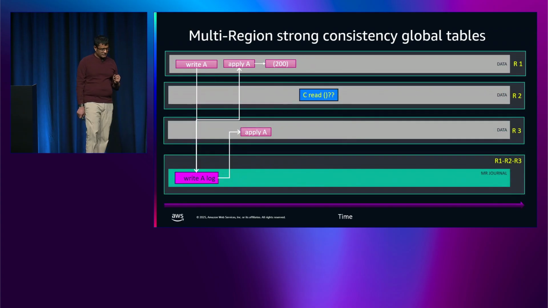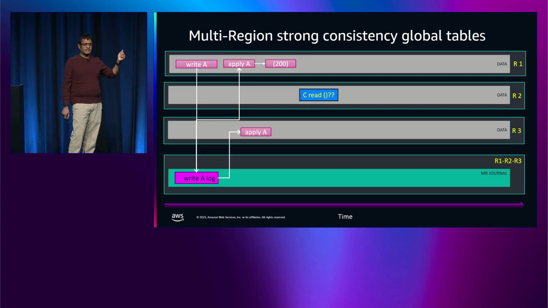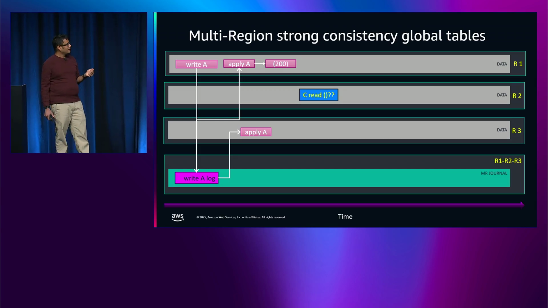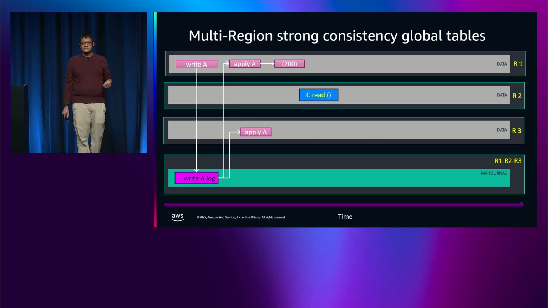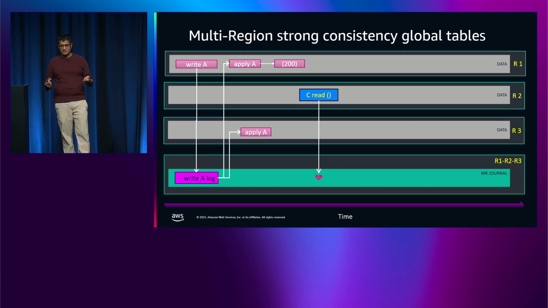Now, how do strongly consistent reads work in case of multi-region strongly consistent global tables? The key thing to know is that when a strongly consistent read arrives in a particular region, that region has all the writes. It's not going to miss any writes from any of the regions. And the only way for that read to know that there are no unapplied writes is by ensuring that it has applied everything from the journal. And how do we ensure that everything from the journal is applied before the read is served? We use a read fence, or tracer bullet, or heartbeat, whatever you call it.